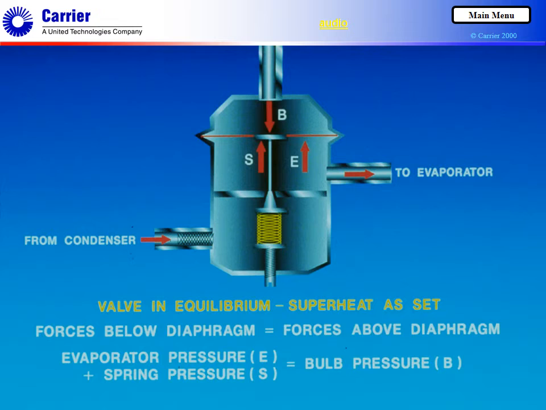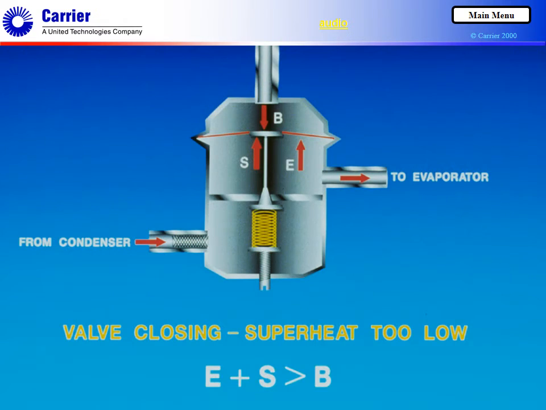The cooling capacity produced by refrigerant flow through the valve and through the evaporator are in equilibrium with the cooling load. The needle stays in its preset position. The combined pressures of the evaporator and spring below the diaphragm are equal to the pressure from the sensing bulb above it. If the superheat falls below 10 degrees Fahrenheit, however, the temperature of the refrigerant leaving the evaporator drops. This is sensed through the suction line by the remote sensing bulb.